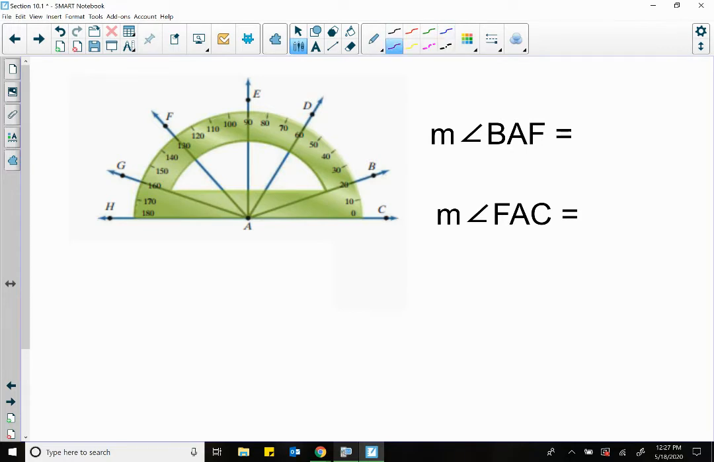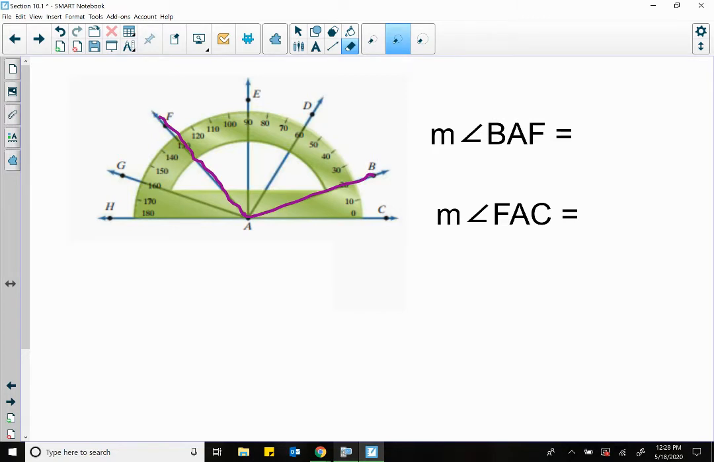So BAF, I'm going to mark that angle. It starts at B, it travels to A, and then it goes out to F. Wow, that's horrible. Let's redraw that little ray right there, and then it goes out. Here we go, a little bit better. Still wobbly towards the end, but that's fine. All right, so there's our angle.